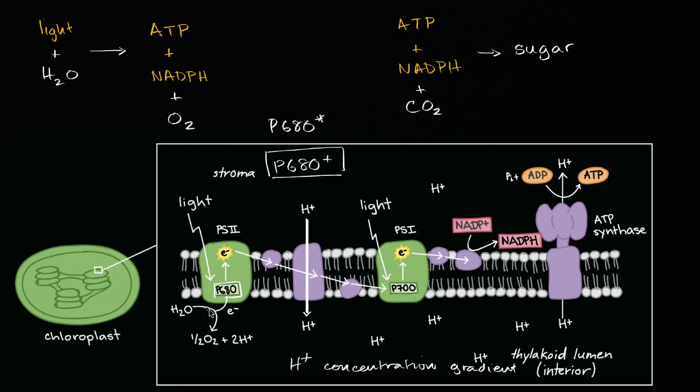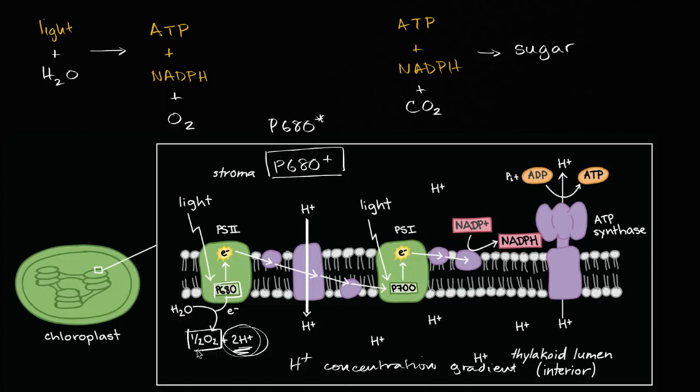So anyway, it grabs its electrons. Once it gets this P680 plus, it grabs an electron from water, and then the water essentially falls apart. So you're left just with the oxygen and the hydrogen ions. And so those hydrogen ions also contribute to the increased hydrogen ion concentration on the inside.